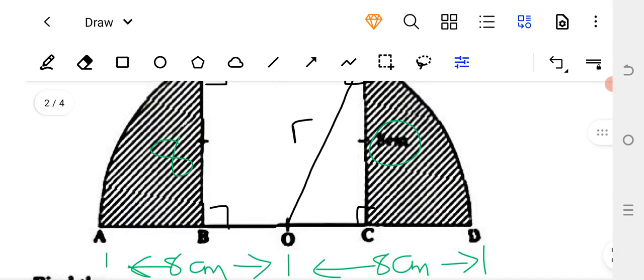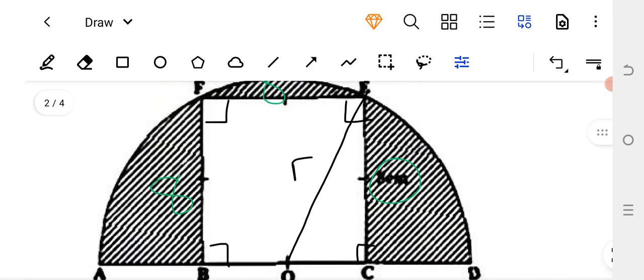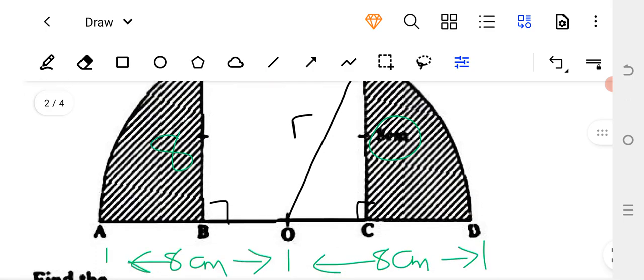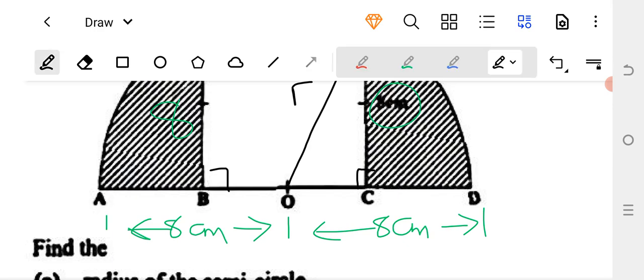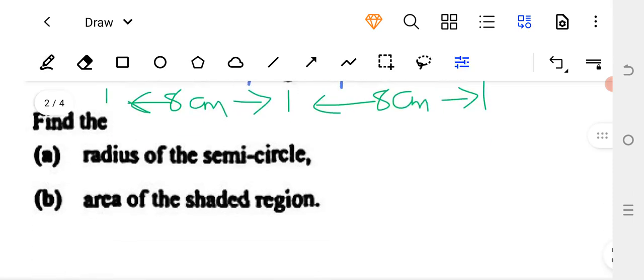Okay. And then we know that firstly, it's a square, right? On top here, we know it's 8 centimeters. So it means from B to C, it's 8 centimeters. Therefore, here, it will be 4 centimeters there, 4 centimeters there. It's like the midpoint.